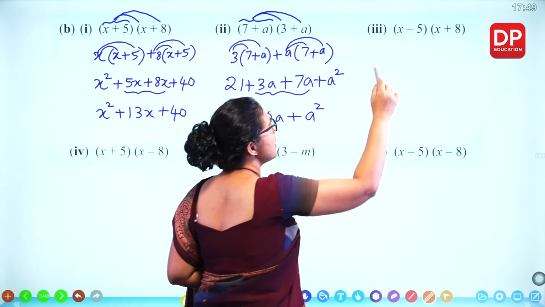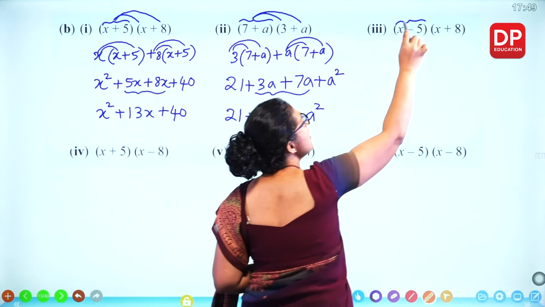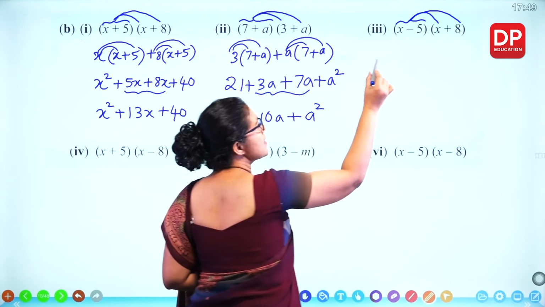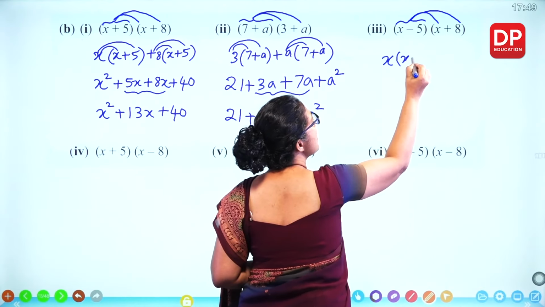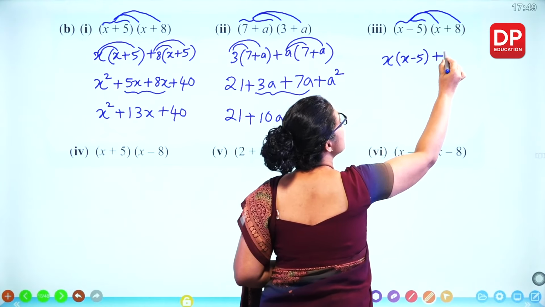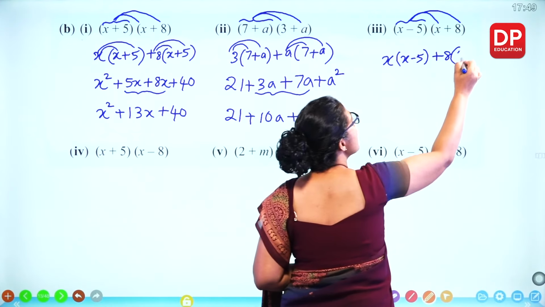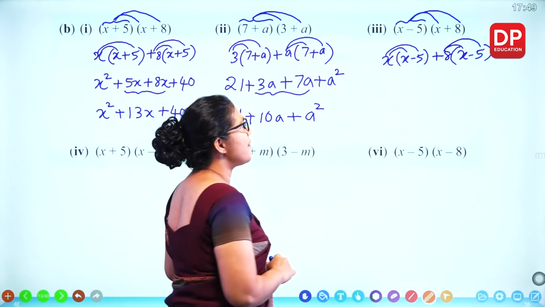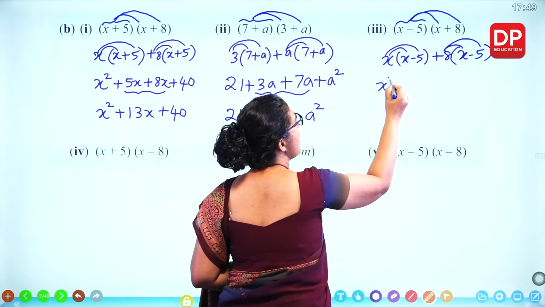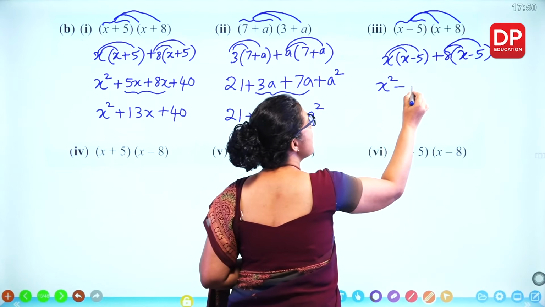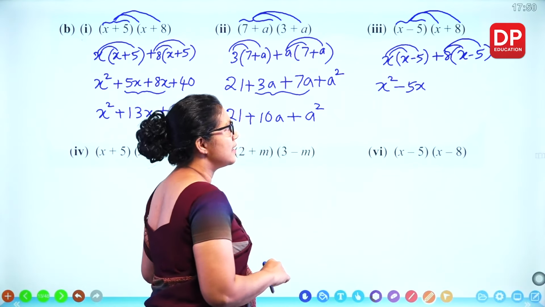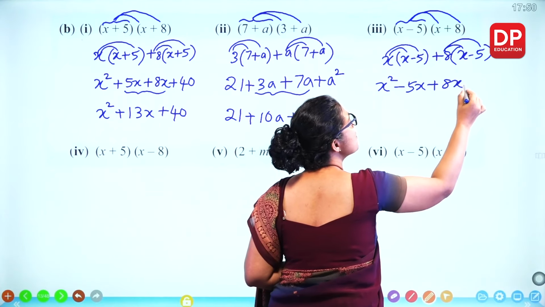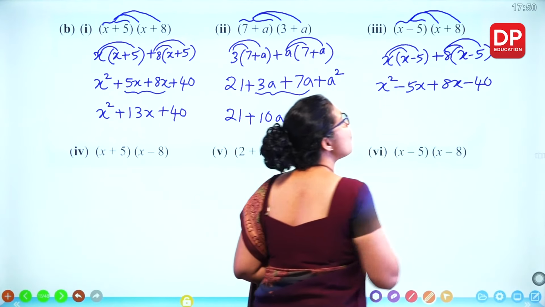So in this one, again, this is one expression. Multiply these two expressions. X minus 5 with x into x minus 5. This is plus. You get plus 8 into x minus 5. Now expand brackets. And you can write x into x becomes x squared. X into minus 5 becomes minus 5x. Then what happens here? 8 times x, 8x. 8 times minus 5, minus 40.